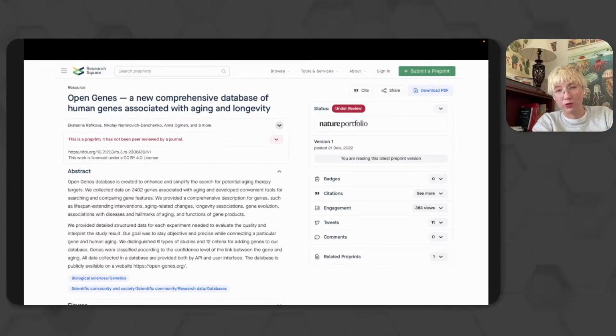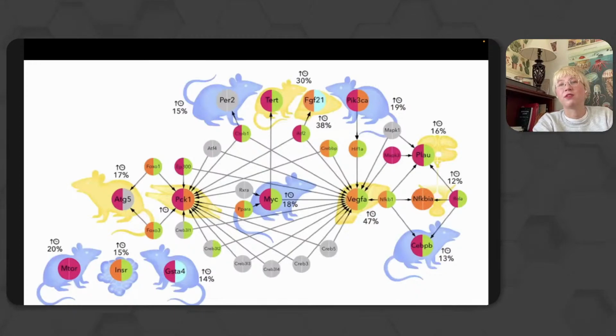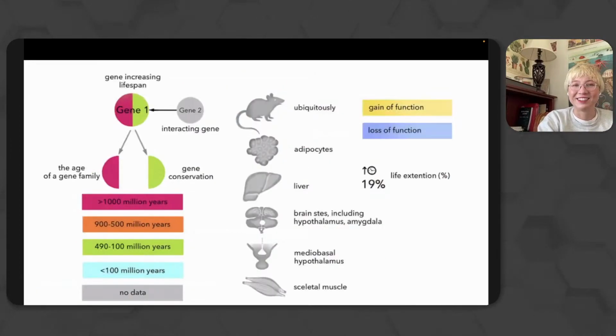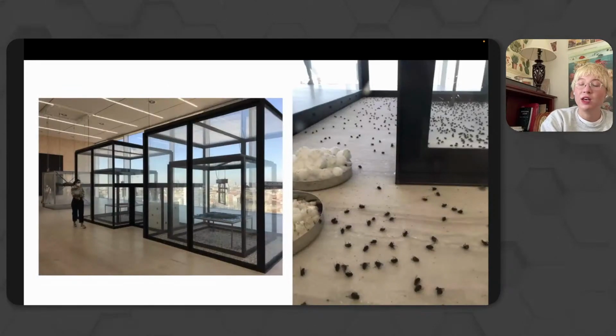So this is our OpenGenes database. We have a preprint about the database, and then these are the girls. These mice turned into girls later in the picture. So yeah, we first did these infographics for ourselves.